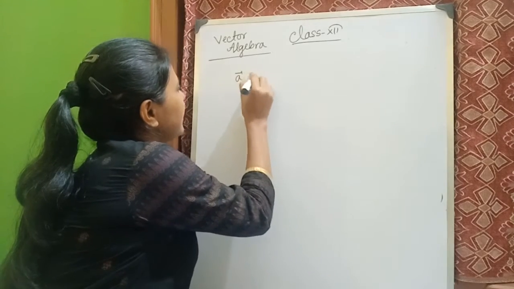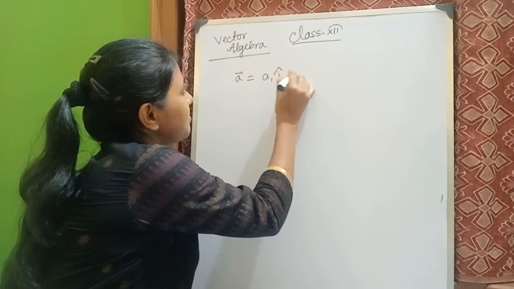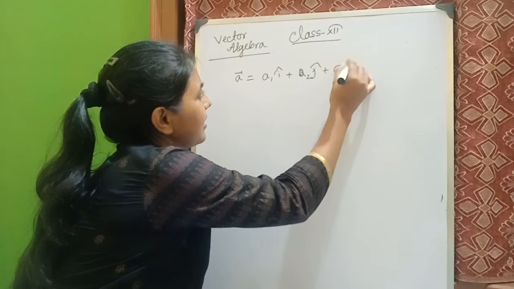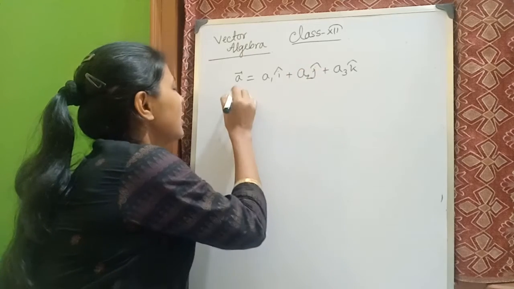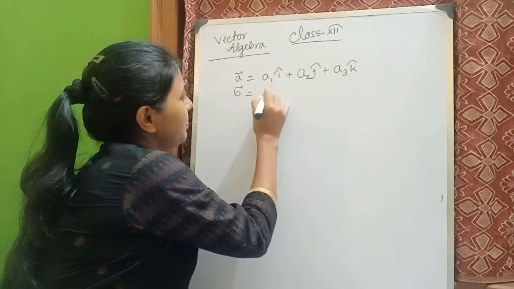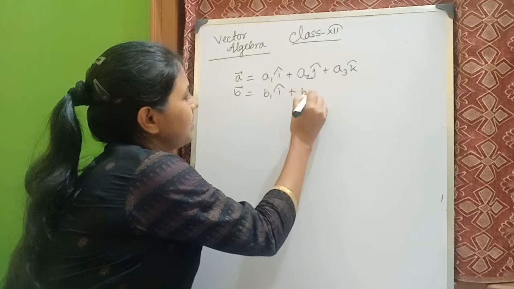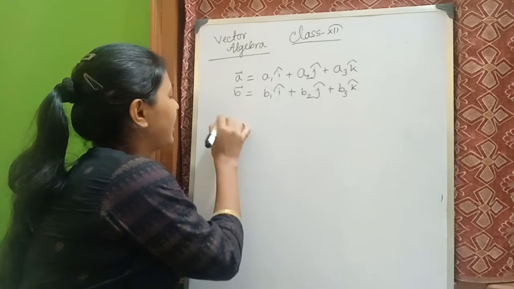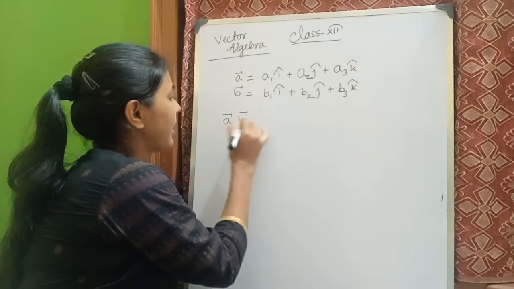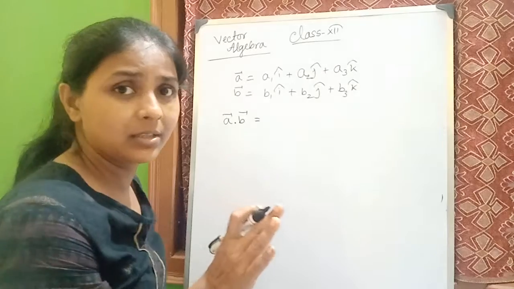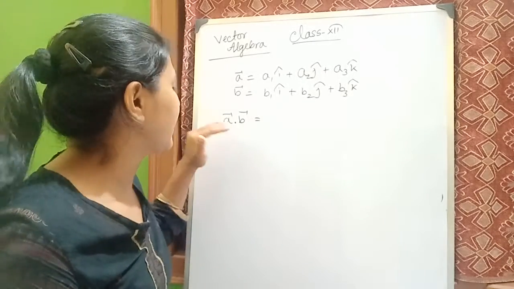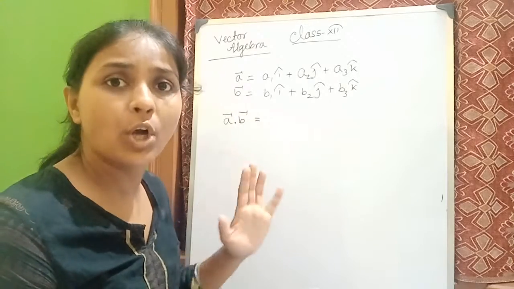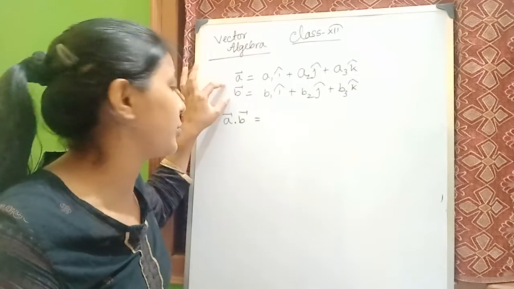Let A vector be equal to A1 i plus A2 j plus A3 k, and B vector equal to B1 i plus B2 j plus B3 k. We will find A dot B's value with the first property, not by the definition, because we may use this first property when we are not given the angle between them.